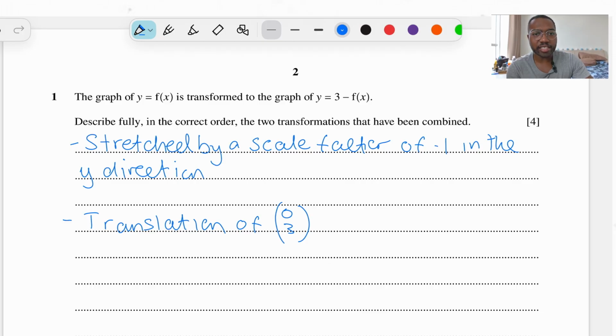As you can see, it's a very nice, generous question. You get 2 marks for each of your points, and it's fairly simple to do for the 4 marks.